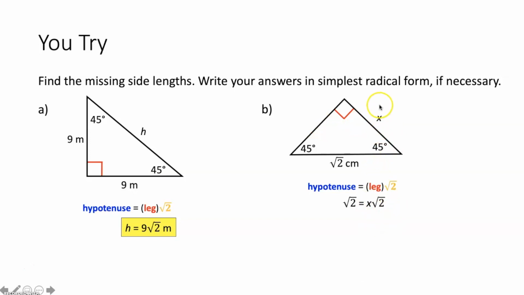Now all we have to do to solve for our leg measure x is just divide both sides by rad 2. Over here, rad 2 divided by rad 2, those cancel each other out, just turn into 1 times x, which is just x. Over here, rad 2 over rad 2, those also cancel each other out and just turn into 1. So here we get x is equal to 1 centimeter, and you're done.